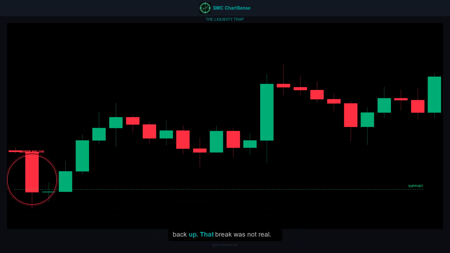But look what happens. Price immediately reverses. Shoots back up. That break was not real. It was a liquidity sweep. Smart money pushed price below support to grab those stop-loss orders, then reversed.